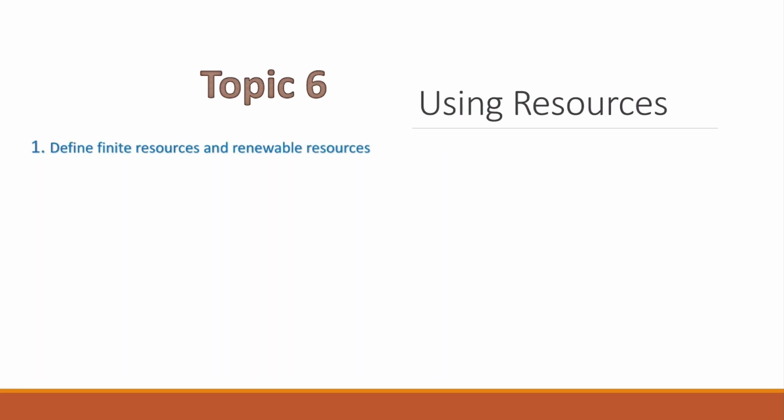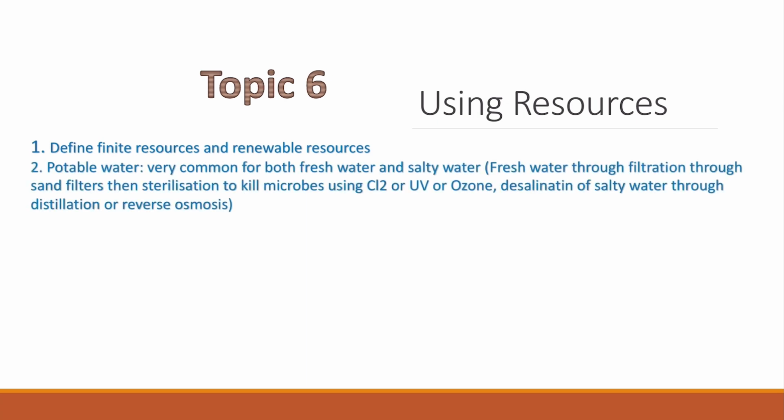Topic 6, using resources. You should be able to define what is a finite resource and what is a renewable resource, or identify which resource is finite and which one is renewable. Potable water is very common, for both fresh water and salty water. Remember that it's easier to get potable water from fresh water because fresh water can be treated by filtration through sand filters and then sterilized to kill microbes using chlorine, UV, or ozone. While for salty water, we use a process called desalination, and desalination can be achieved either through distillation or reverse osmosis. Both of these require a lot of energy.